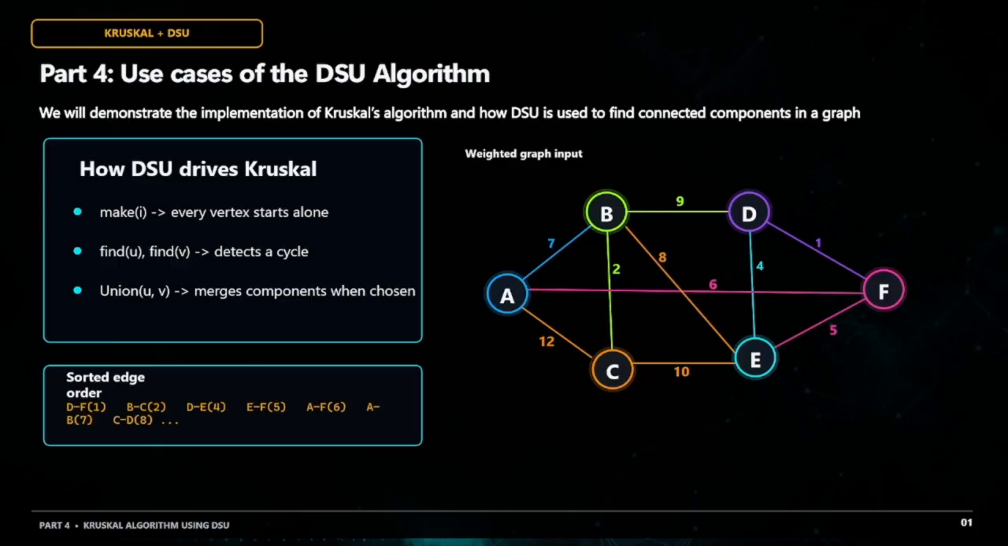This portion of the presentation focuses on the implementation of DSU. Here we will use DSU to make a minimum spanning tree using Kruskal's algorithm and find the connected components of a graph. We used the make, find, and union functions of DSU to implement Kruskal's algorithm. The make function creates a distinct component in the forest, and the find function checks whether the nodes U and V are already connected or not. If they are, the edge is rejected. Otherwise, using the union function, U and V are connected.